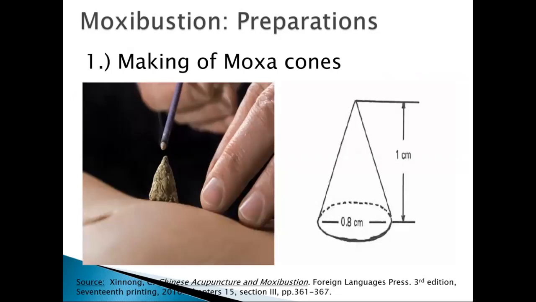So for the making of the moxa cones, now, as you can see, it's 1 centimeter high and 0.8 centimeter in diameter. So you will need that and shape it into a cone, then place it on a specific acupoint and ignite it either with a lighter or an incense, no?